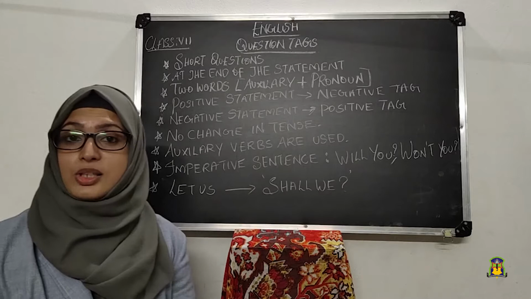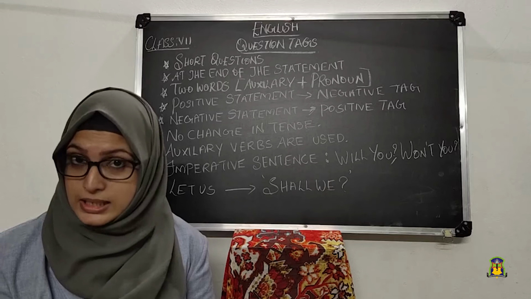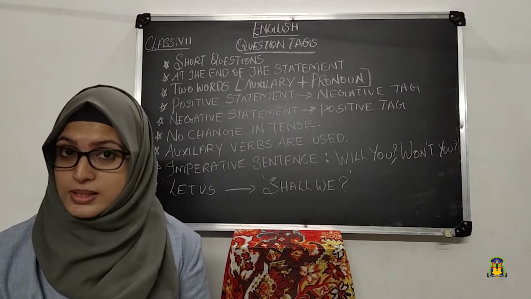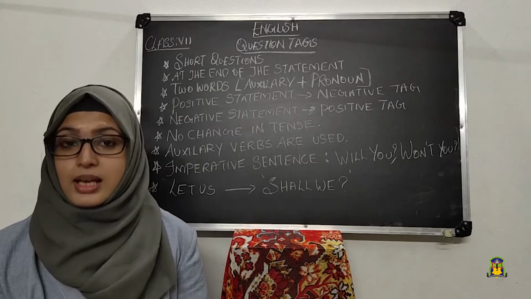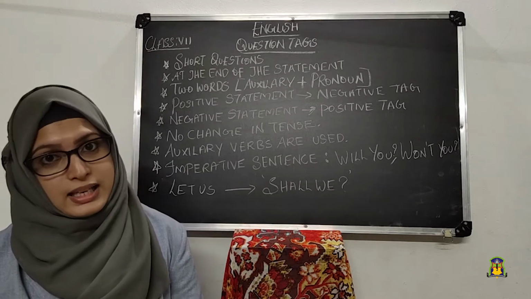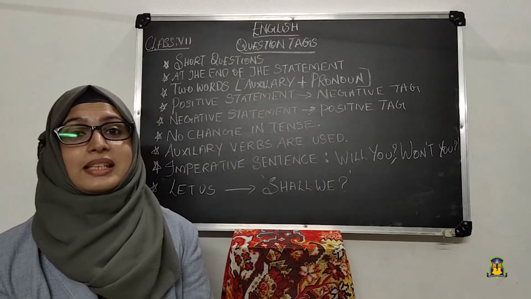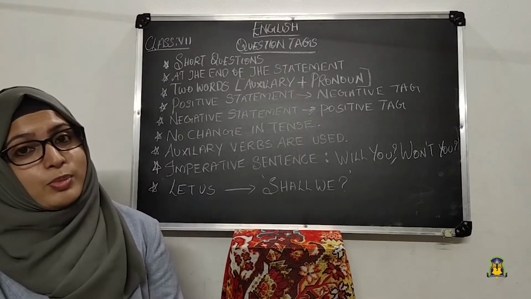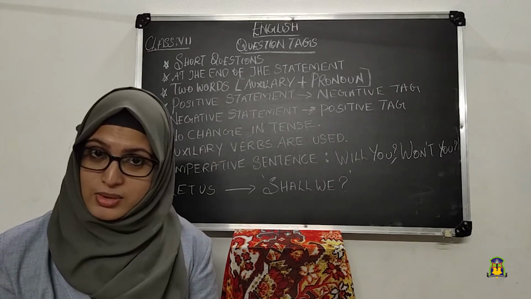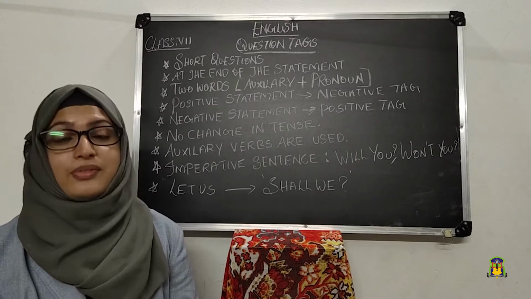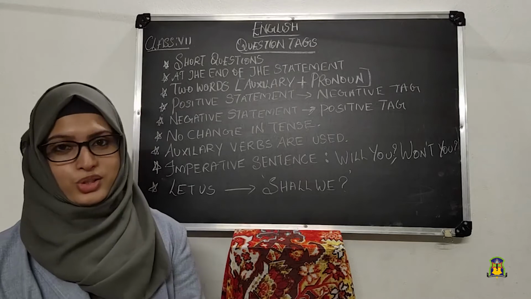The next point we want to keep in mind is that if the statement is positive, the tag joining with it will be negative. It will also be vice versa. That is, if the sentence is negative, the tag will be positive. So if the sentence is a positive statement, a negative tag will join. If the sentence is negative, then a positive tag will join.